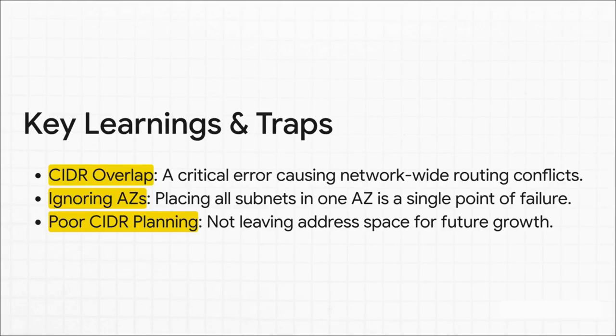Number 2, ignoring availability zones. This is a big one. If you stack all your subnets into, say, US East 1A, and that one data center has a bad day, guess what? Your entire app is gone. Poof! You've just created a massive single point of failure.